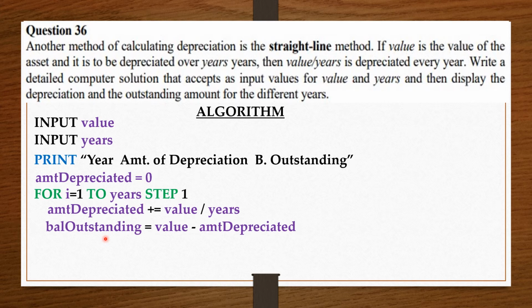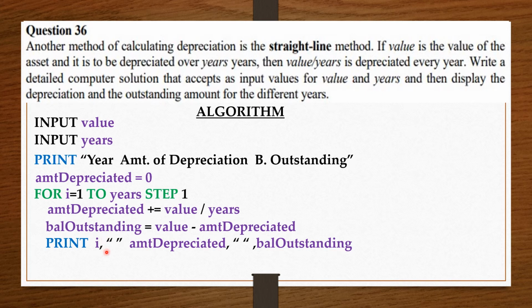Then after that we print I, which is the year, under the year column, and then we print the amount depreciated under the amount of depreciation column and then the balance outstanding under the balance outstanding column. Then after it prints, I say move to the next line. So that's print for the next year and the next year until the loop ends at the years. So it keeps printing them until it ends.